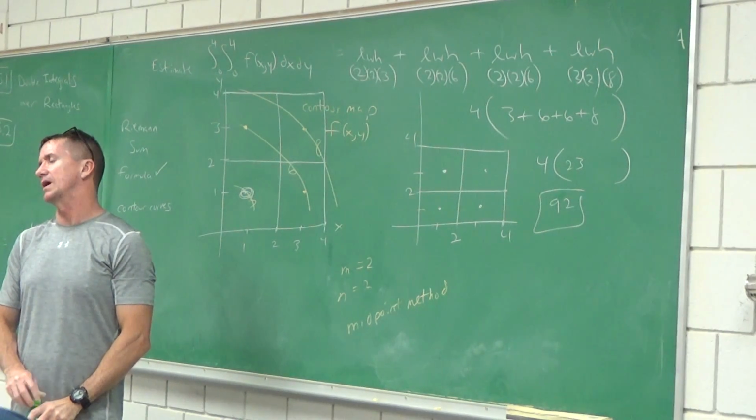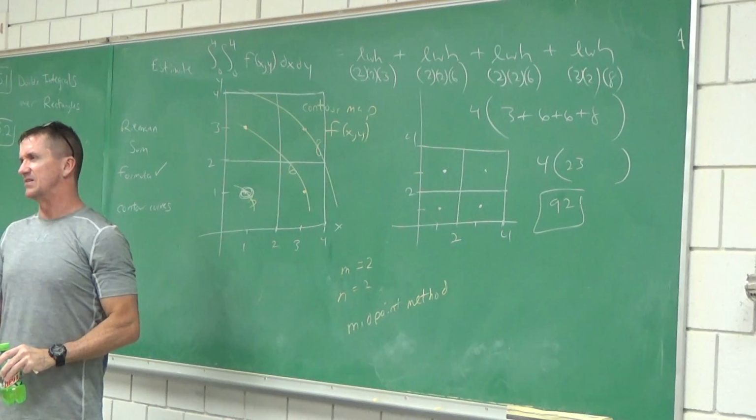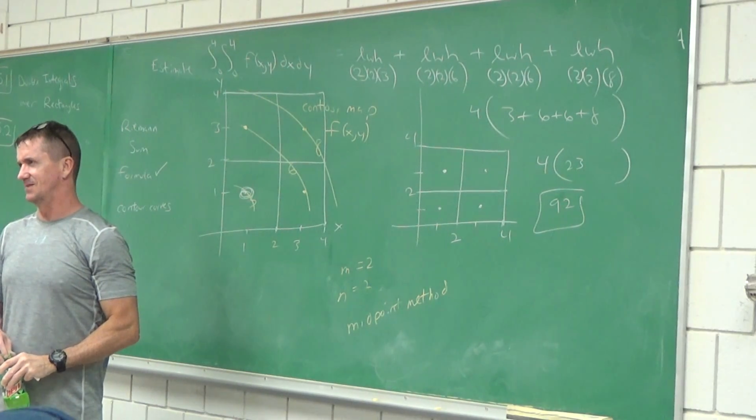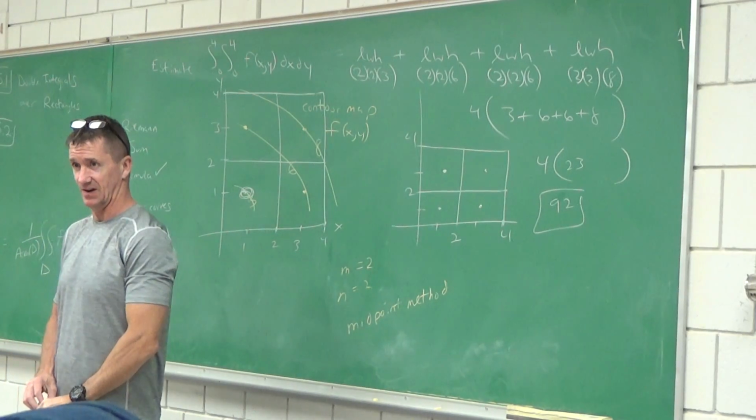Again, what if you wanted to estimate the average, pretend these were temperatures, the average temperature? What do you divide out? Yeah, the whole area. Divide out the 16 area from that, you'll find the average value.